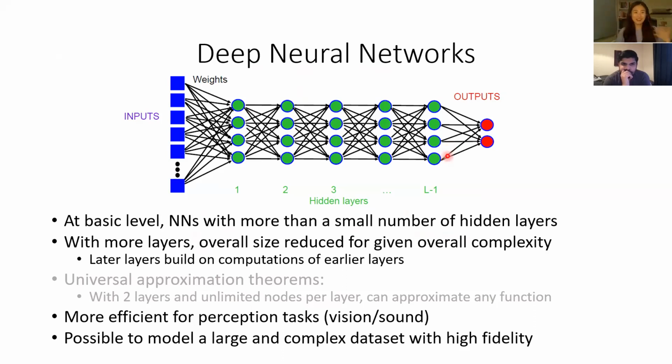But why do you even bother to name it? But then they actually said the number of layers is very, very important. So say, if you have more layers, then the overall size of the network, the number of neurons and stuff, can be reduced for a given overall complexity. So for the same problem, you can reduce the complexity and reduce the number of neurons if you have more layers.